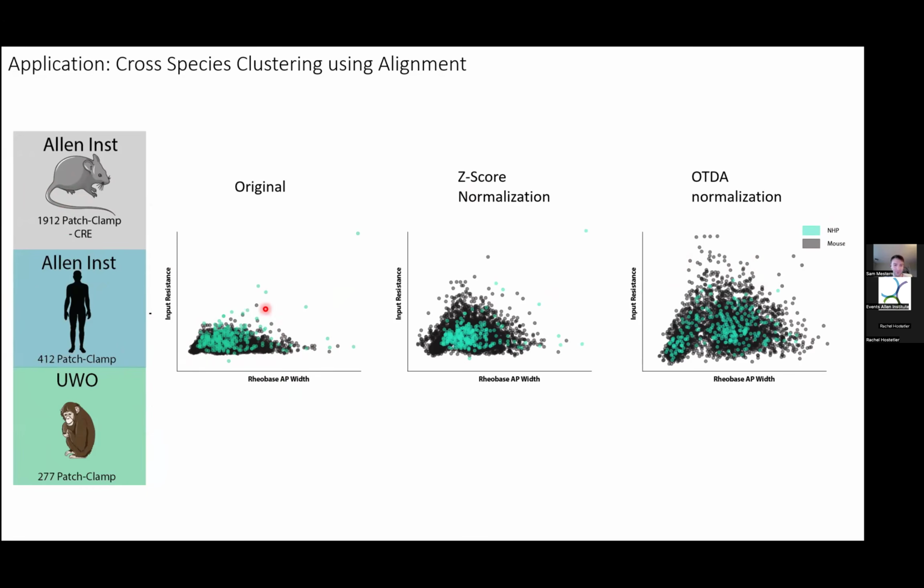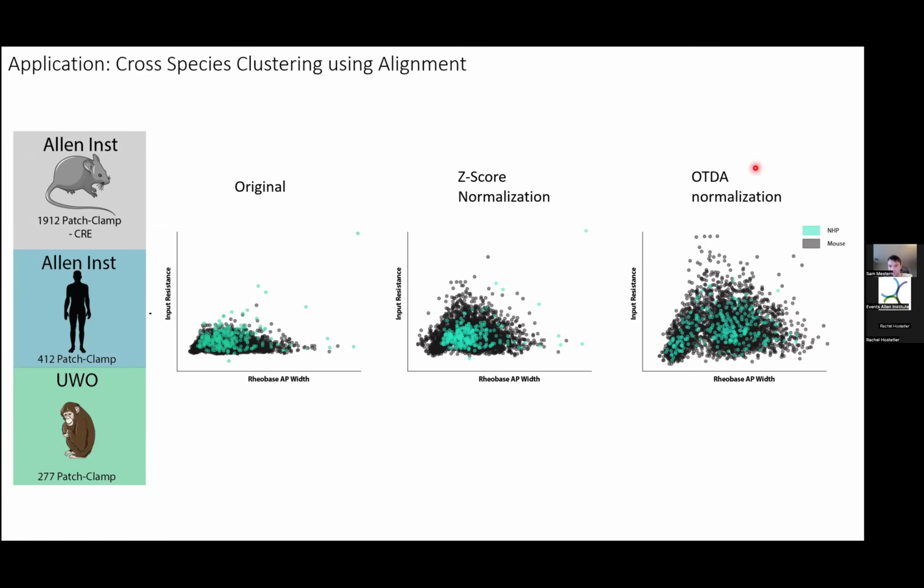And you can see they do integrate quite well, although we have a couple of outliers here at UWO. If you were to perform z-score based normalization, interestingly, we see a cluster of NHP cells at the center of the mouse data, which means that the z-score based normalization isn't functioning quite well.